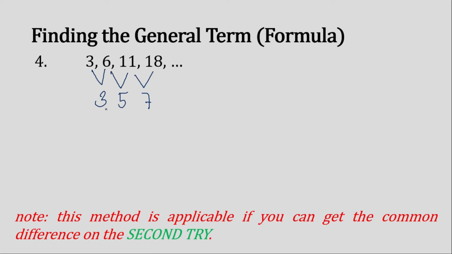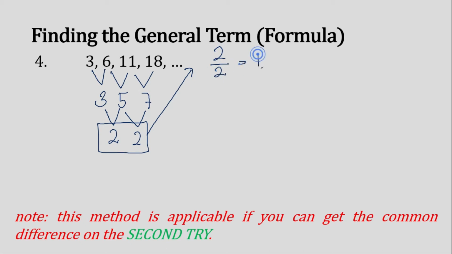On our first try, we didn't get a common difference. We get different numbers. Now let's try again on the second try. 5 minus 3 is 2. Then 7 minus 5 is 2. So we get the common difference on our second try. So that is our common difference. Now what are we going to do with this 2? What we're going to do with this is divide it by 2. So the answer would be 1.